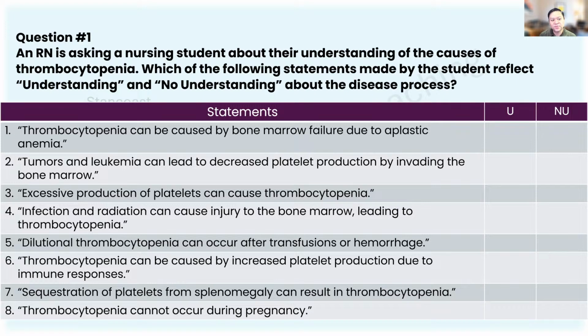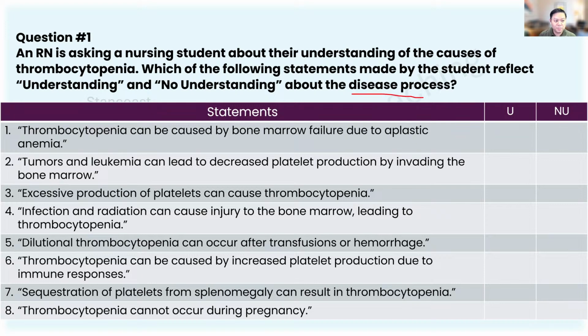Okay, let's go through the selections here, or the items rather. For number 1, thrombocytopenia can be caused by bone marrow failure due to aplastic anemia. What does that mean? Is there understanding? No problems. Just want to check with you. Okay, so what does number 1 mean? Does it reflect understanding about the disease process?